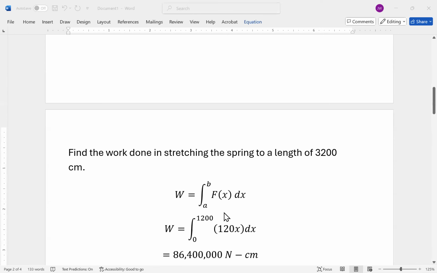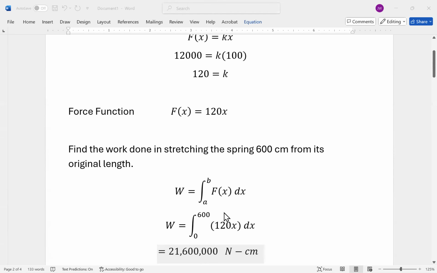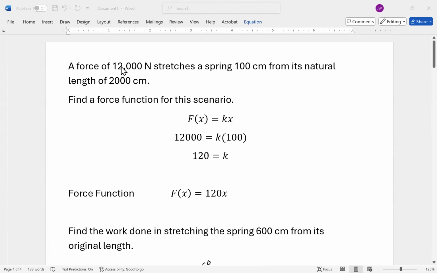Now, before we go through this, obviously I have these numbers that are completely made up. If you actually had a spring that it took 12,000 newtons of force to stretch out 100 centimeters from its original length of 2,000, you might have a ridiculous looking spring. So these are definitely made up numbers, and you probably wouldn't see a spring like that.